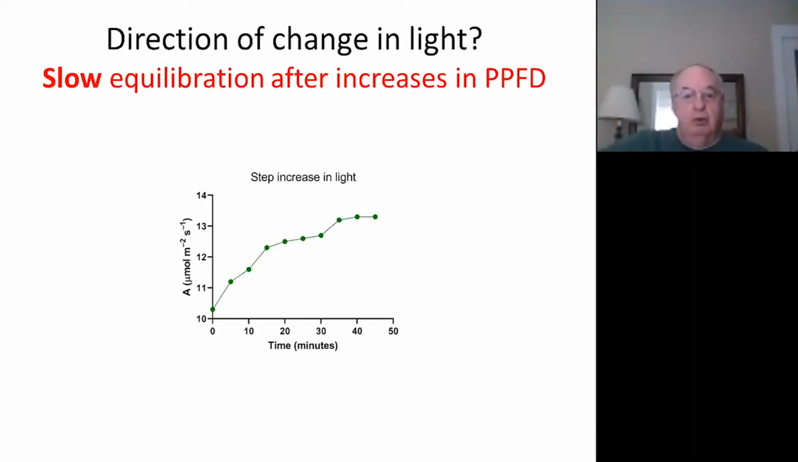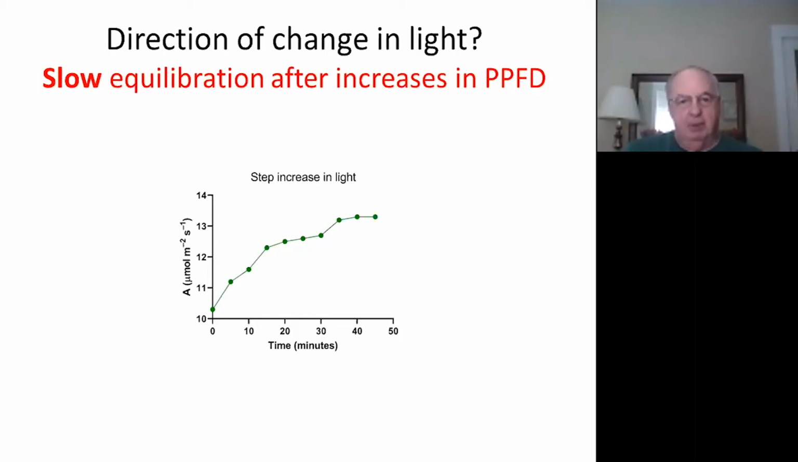But if you're trying to do a full curve, the first question obviously is, what direction do we want to change light? Do we want to start at low PPFD and go up, or start at high PPFD and come down? And the answer almost always is we want to start at high PPFD and come down. The reason is because this equilibration after an increase in PPFD is very slow.